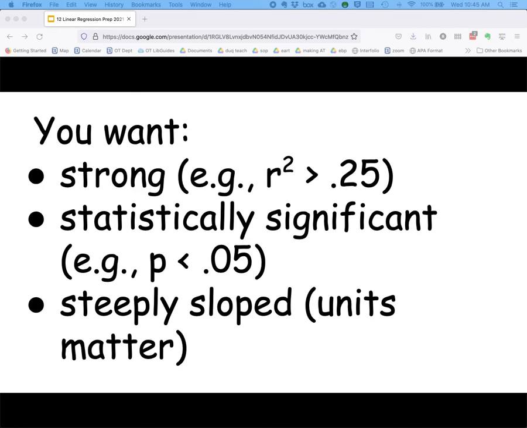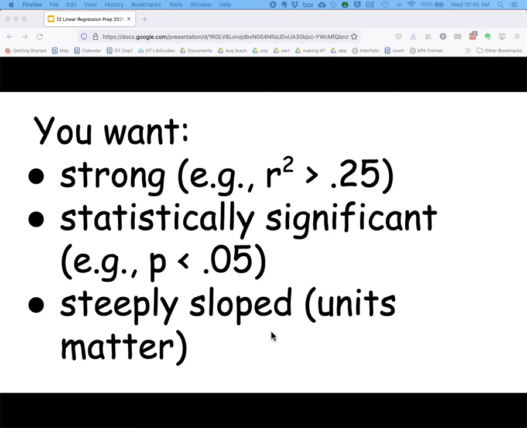And what you're looking for when you do a linear regression is some sort of strong r squared. So if you remember correlation, we said a good correlation was an r greater than 0.5. So an r squared greater than 0.25 is also a strong relationship. Statistically significant. So this p-value is telling you what's the probability that you saw the data you saw if the slope beta is actually 0. And then the final thing you want is a steep slope, and units matter.